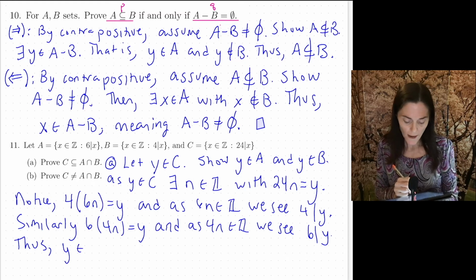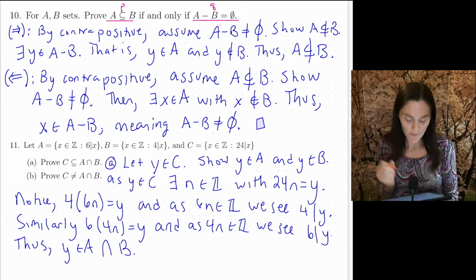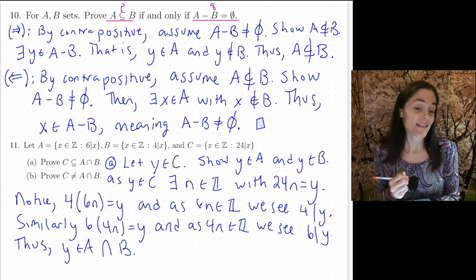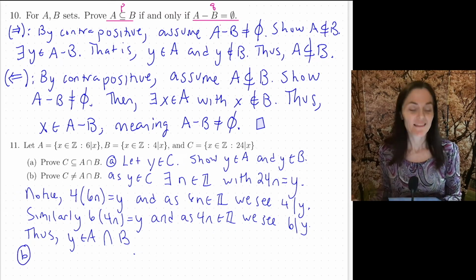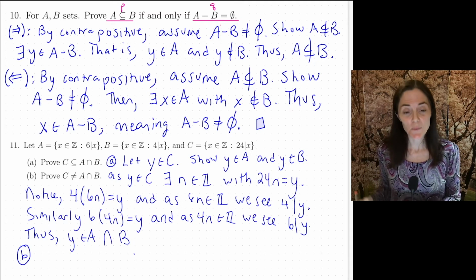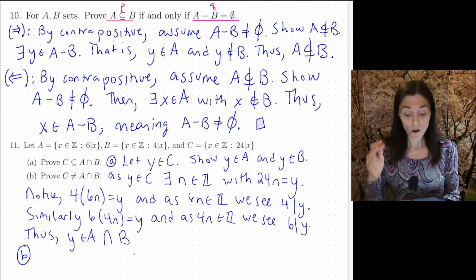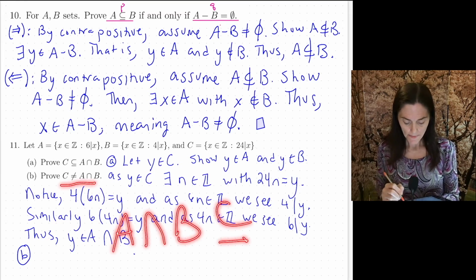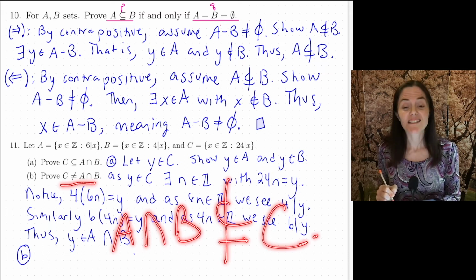Okay, so 6 divides y means that y is in A. 4 divides y means y is in B. So y is in A intersect B. And this is the end of part A. We want to show C is not equal to A intersect B. Well, you see, we have subset in one direction. And so for not equals, we need to find an element that's in A intersect B, but is not in C.